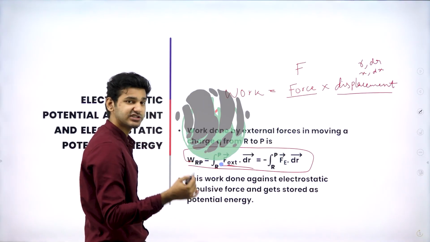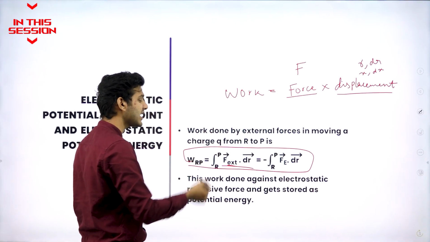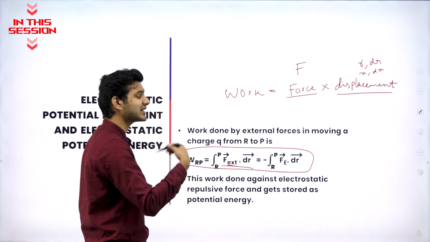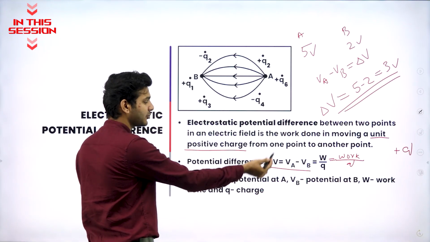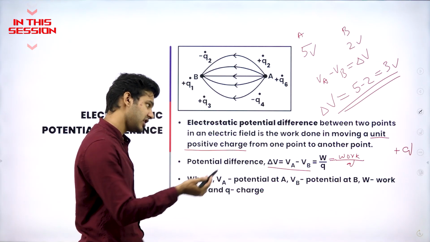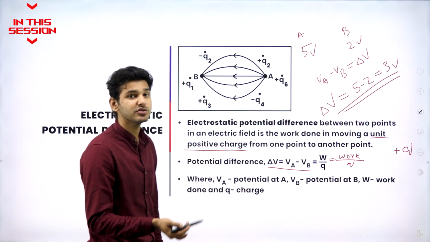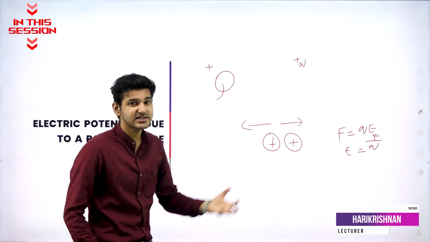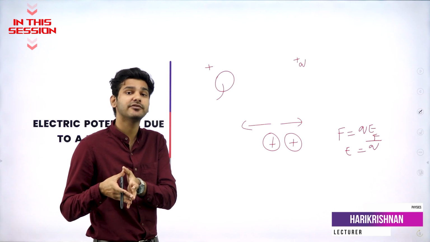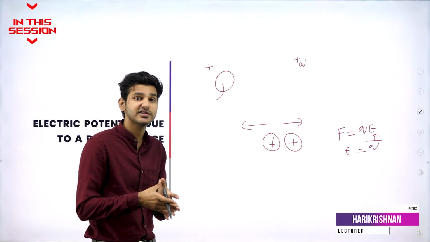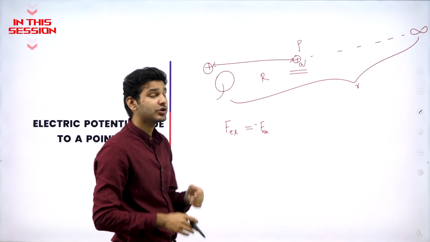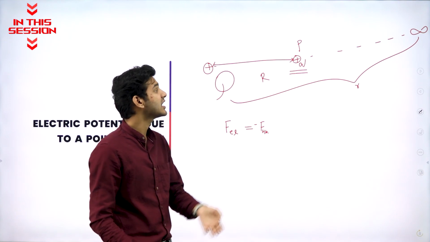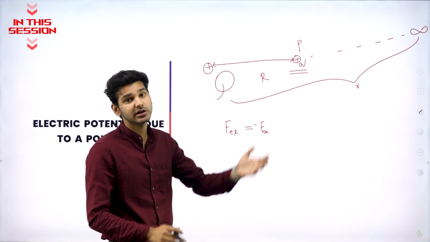Work is nothing but force times displacement, and that can be written as integral F external dot dr, which is equal to F electric dot dr, where VA is the potential at A and VB is the potential at B, and W is the work done, and Q is nothing but the test charge. Any charge that comes near another charge will experience a force as soon as it is under the influence of its electric field. So in order to calculate the potential energy, I only have to calculate the work done in keeping that charge at that particular point.